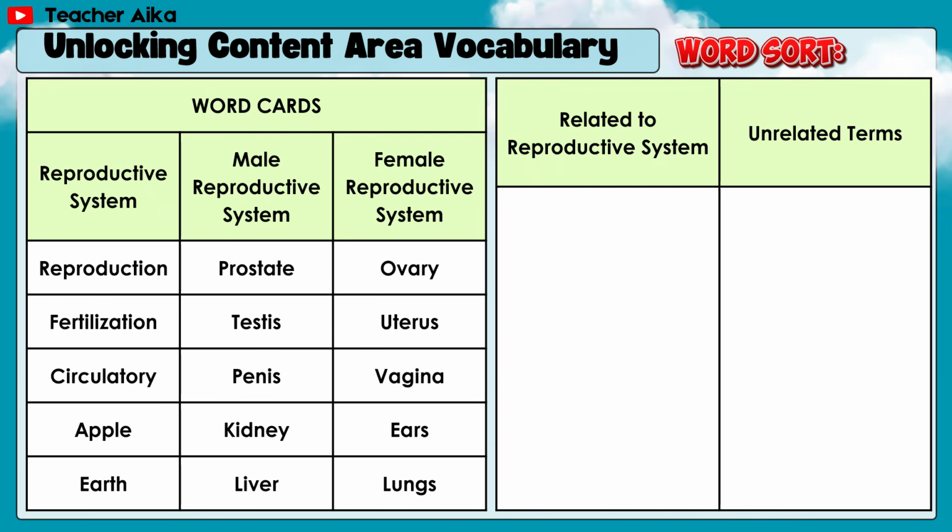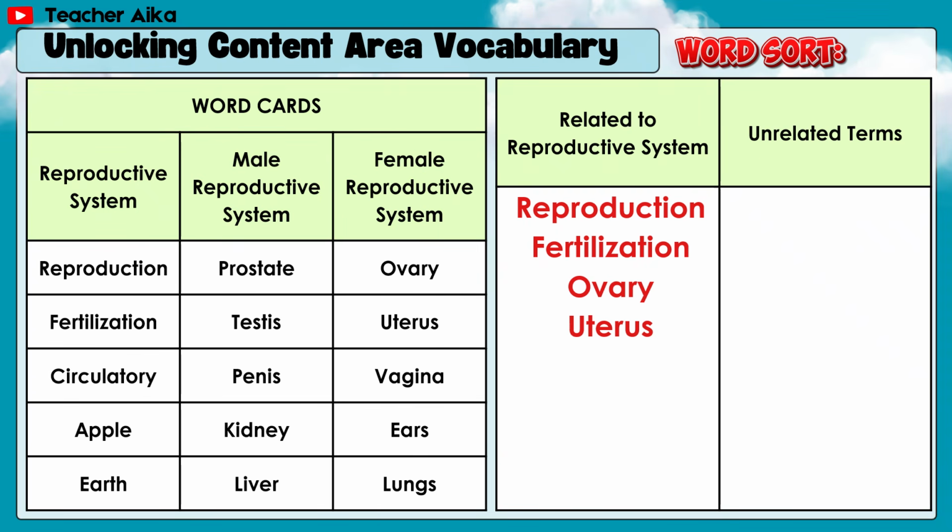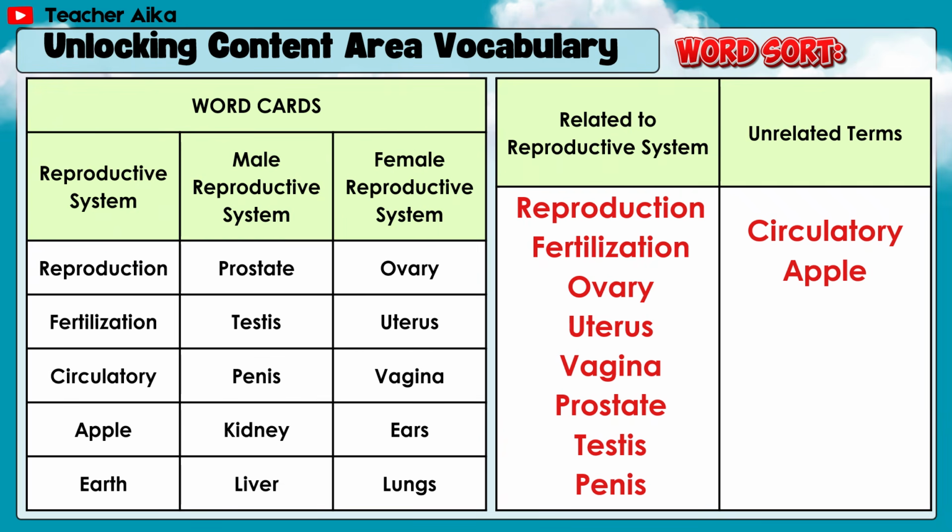Unlocking content area vocabulary. Here are the word cards. Now, let's look for related to reproductive system. Reproduction, fertilization, ovary, uterus, vagina, prostate, testis, and penis. Unrelated terms, we have circulatory, apple, earth, kidney, liver, ears, lungs.